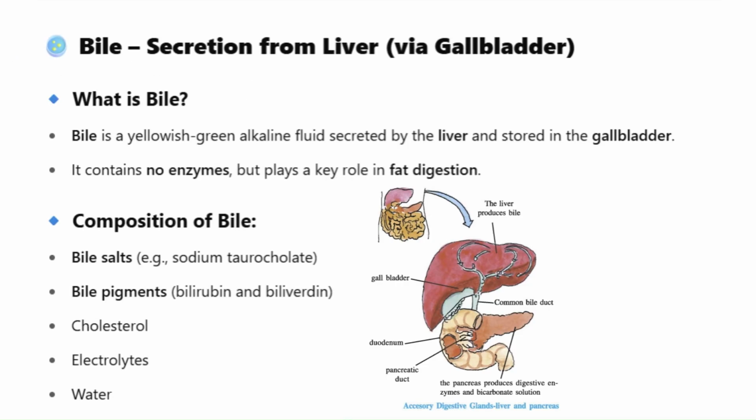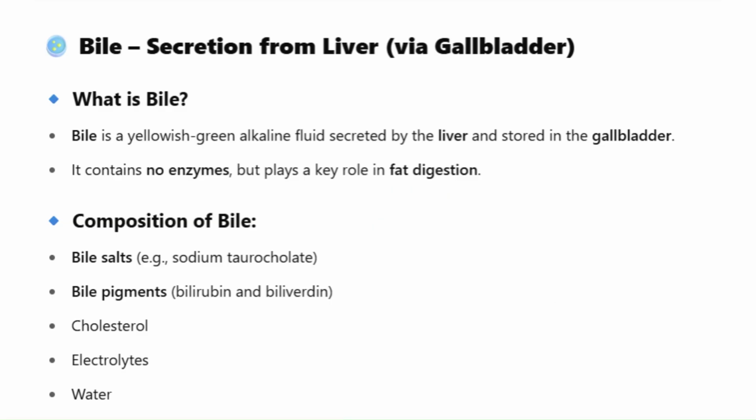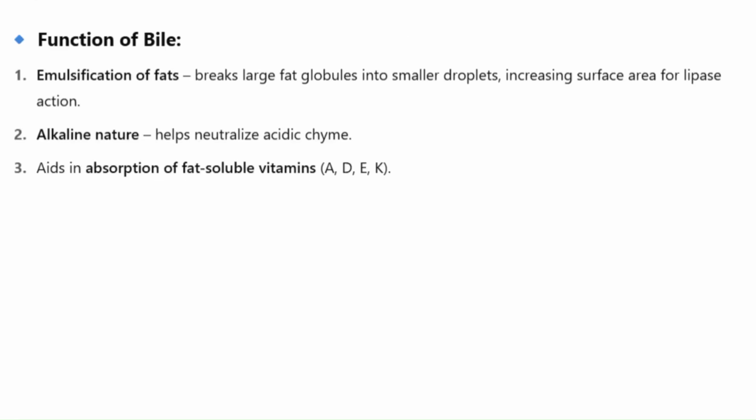Bile. Secretion from liver, via gallbladder. What is bile? Bile is a yellowish-green alkaline fluid secreted by the liver and stored in the gallbladder. It contains no enzymes, but plays a key role in fat digestion. Composition of bile. Bile salts, e.g., sodium taurocholate. Bile pigments, bilirubin and biliverdin. Cholesterol. Electrolytes. Water.